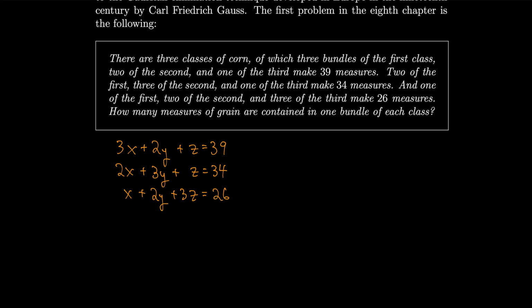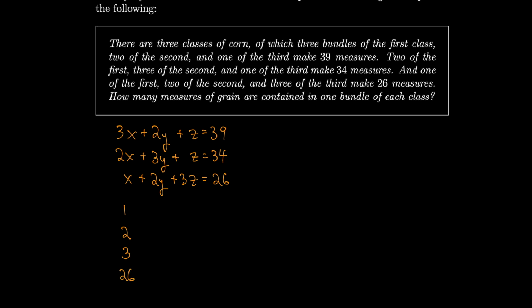So the solving method that they used back then would take the coefficients and write them out in a cut-off box. So for the bottom equation, we would have 1, 2, 3, and 26. Then for the middle one, 2, 3, 1, 34. And lastly, the top equation gives us 3, 2, 1, 39. And they were in this kind of box like this.